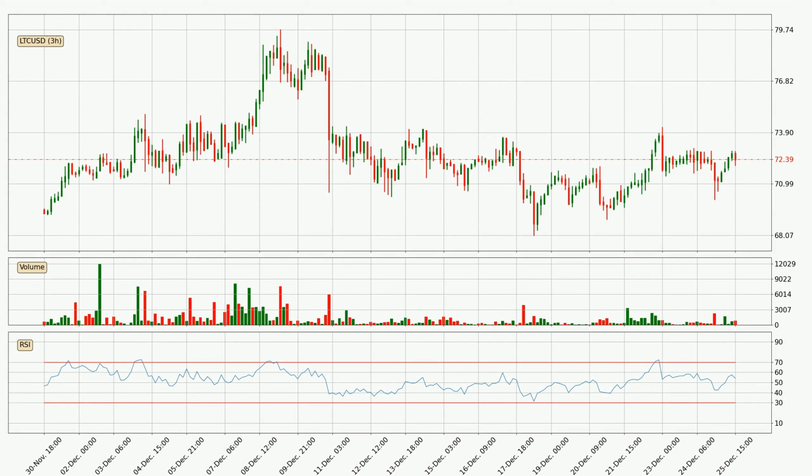Moving to the 3-hourly relative strength index, the current 3-hourly RSI is at 54, so it doesn't show signs of overbought or oversold conditions at this point.